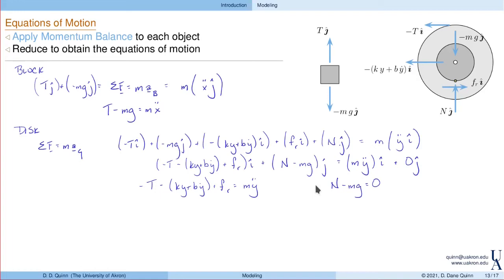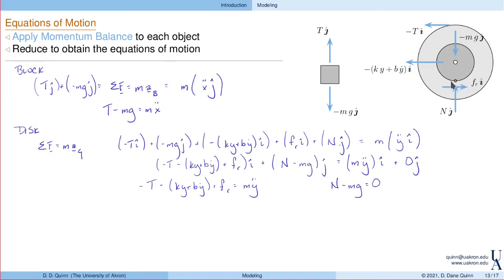I have a couple of different options for that. I can take angular momentum balance about the center of the disk. If I do that, I would eliminate the weight. I'd eliminate this spring and damper force. But I would also include moments from friction as well as this tension. This is something that I definitely want to include.